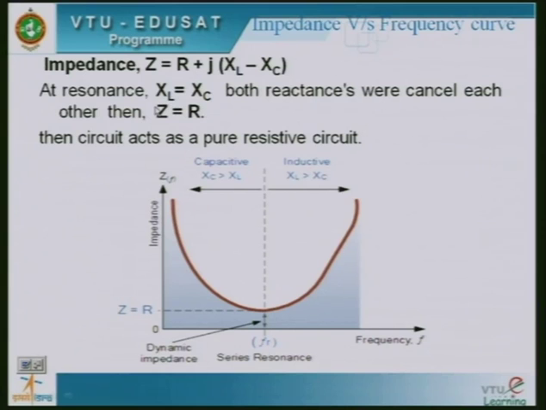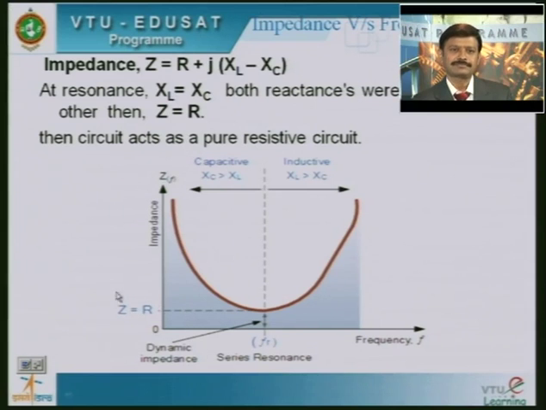At the resonant condition the circuit behaves purely resistive in nature, and in a series resonating circuit the impedance will be minimum and current will be maximum. So, this is the graph. The resistance is equal to impedance here. This is also called dynamic impedance. The impedance which we get at the point of resonance is called dynamic impedance.